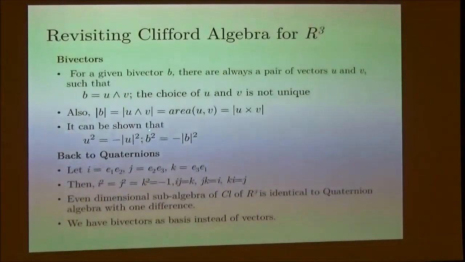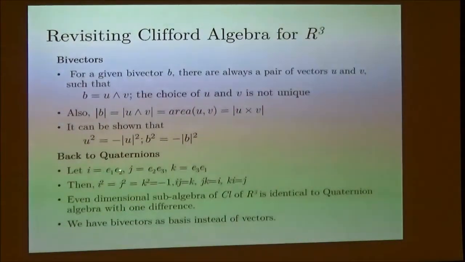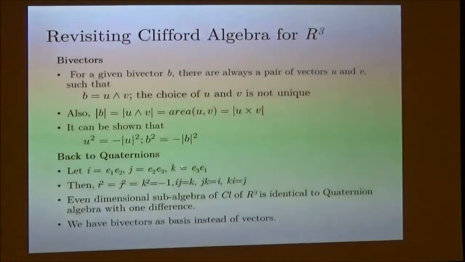Now, if I say that the magnitude of the bivector B is 1, then you will get B squared equal to minus 1. And that is also, again, very similar to the rules we saw before, like I squared being minus 1, J squared being minus 1. Let's get back to the quaternions to see the connection. So we define I to be E1, E2, J to be E2, E3, and K to be E3, E1, and we got these rules, right?